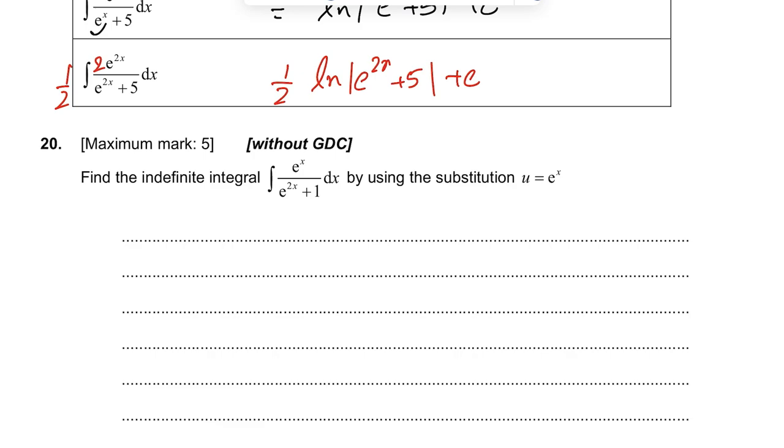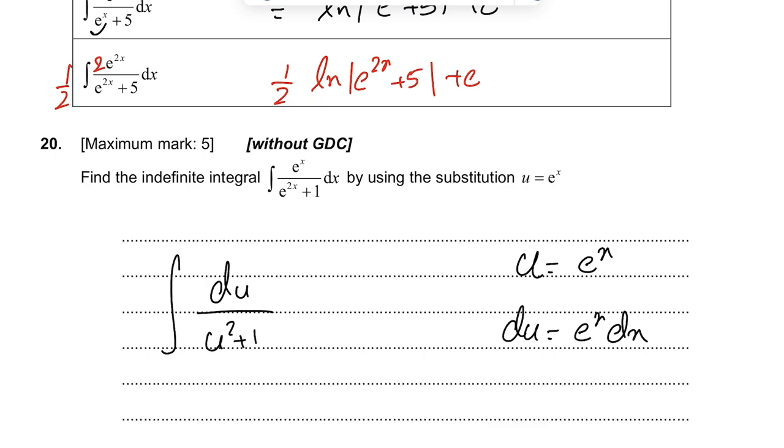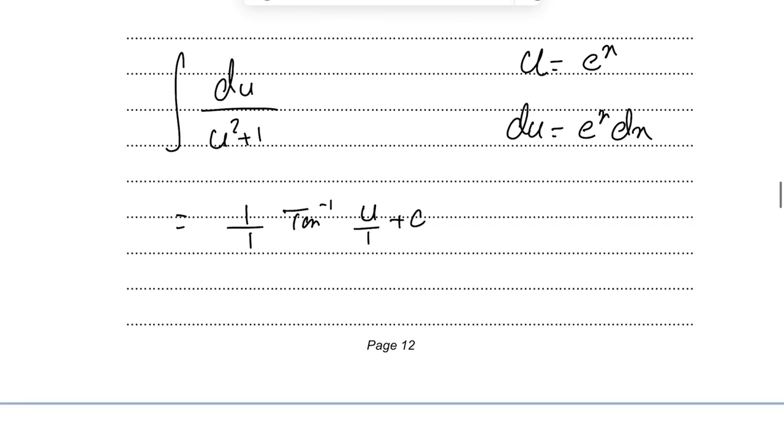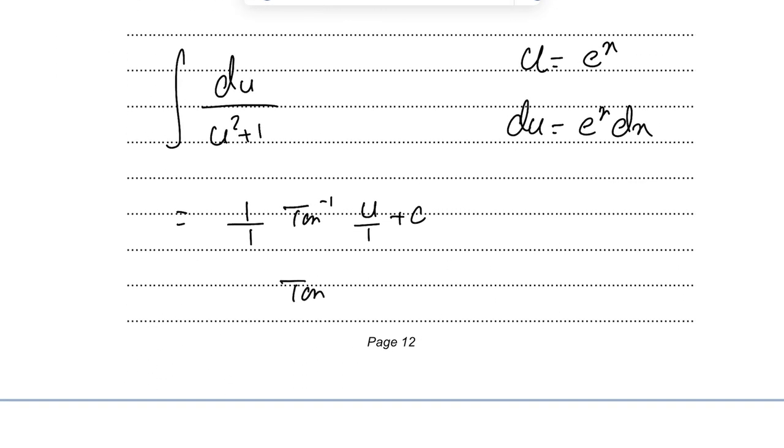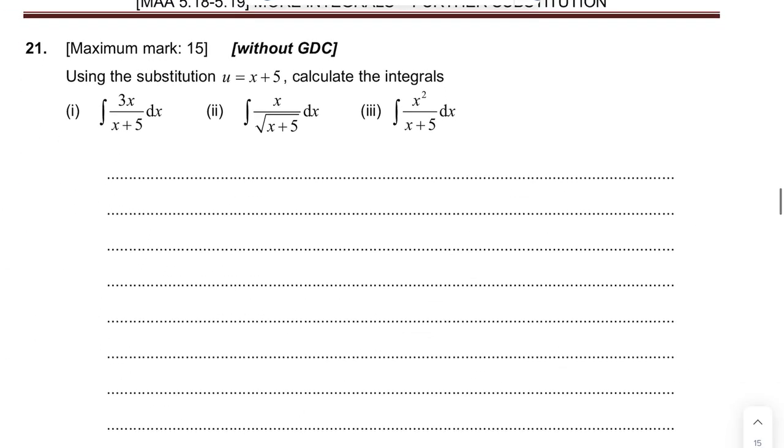Now find the indefinite integral by substitution u equals e power x. So u equals e power x. So du equals e power x dx. So it becomes du upon u square plus 1. So it is 1 upon a tan inverse of u upon a, with a equal to 1, plus c. So what does that become? Tan inverse of e power x plus c. Question number 21.